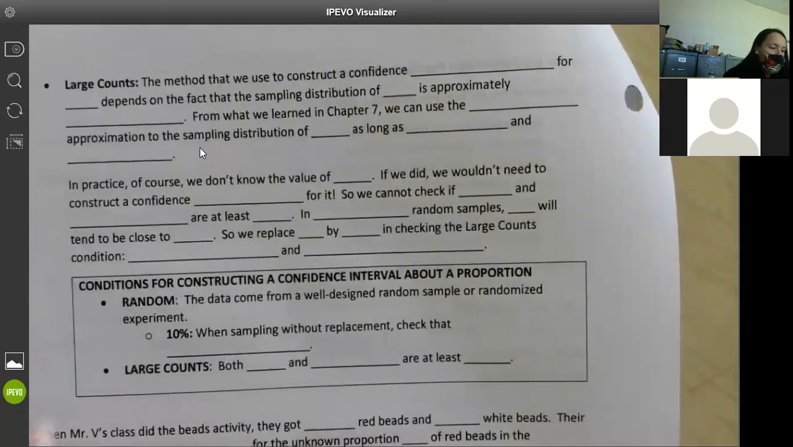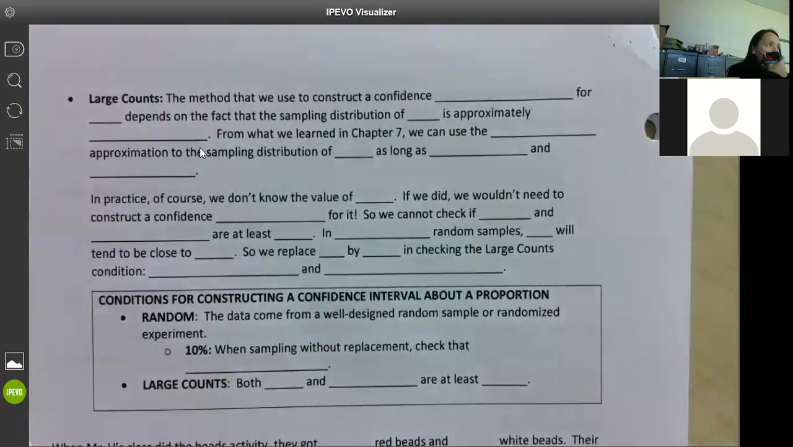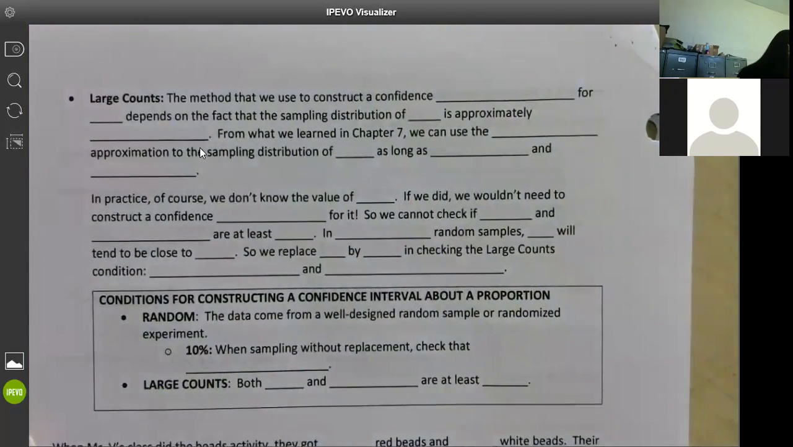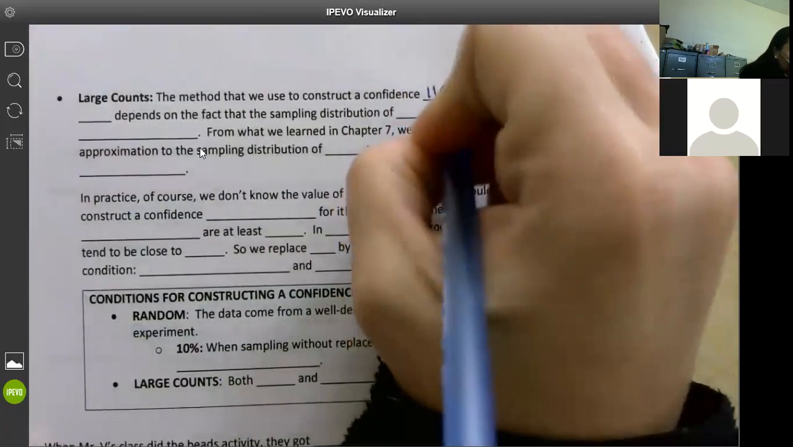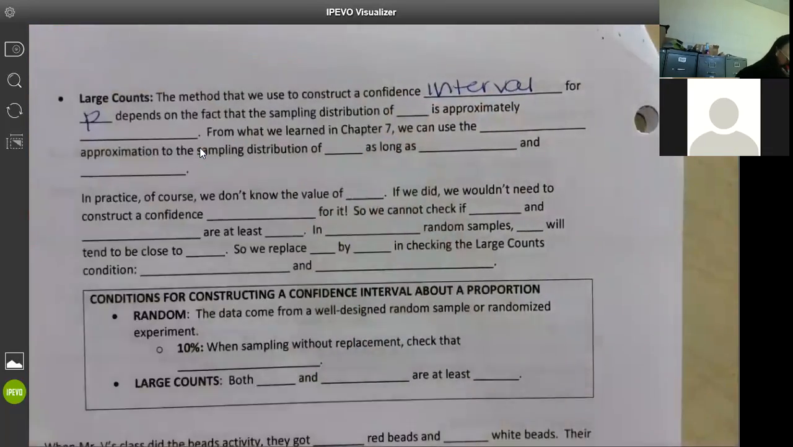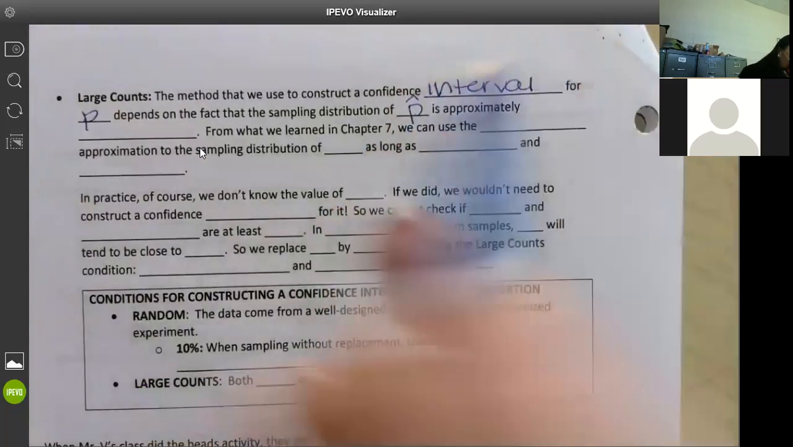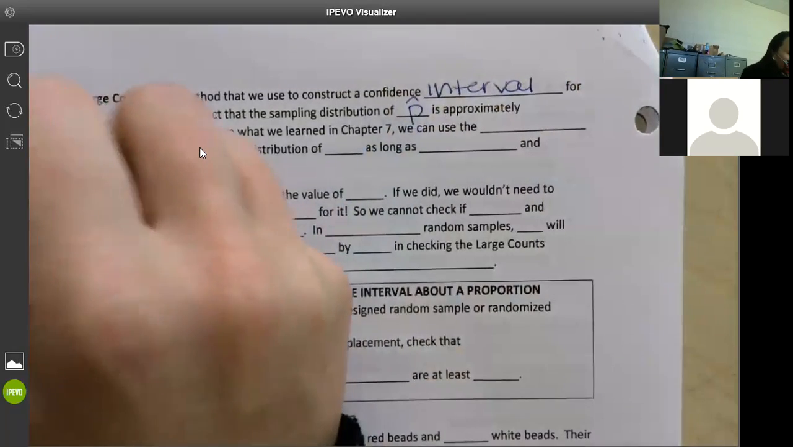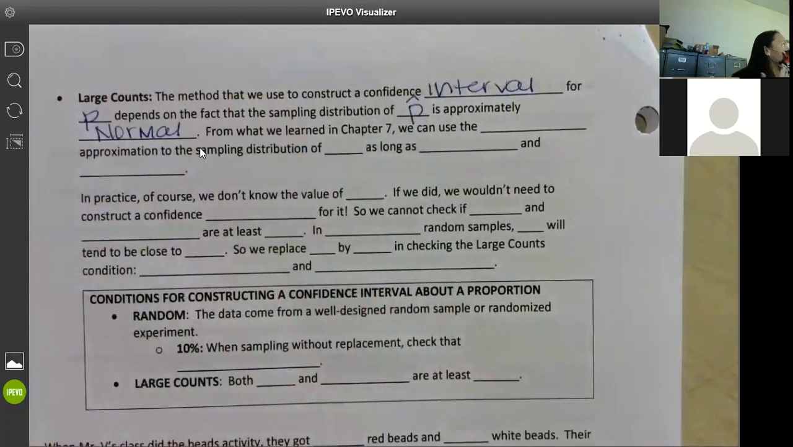All of these you already know. They're just conditions for making this interval. The method that we use to construct a confidence interval for P depends on the fact that the sampling distribution of P hat is approximately normal. So we need it to be normal. Last unit, how do we check if it's normal? We use large counts. Same thing you've been doing.